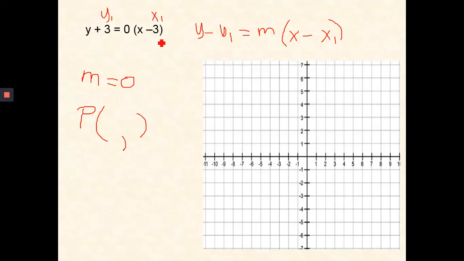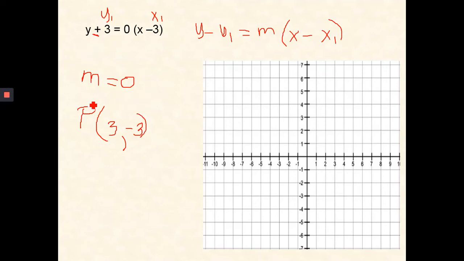Okay? So, based from here, that is subtraction sign. So, you have x sub 1 is 3. And your y sub 1, what is the secret? Just change the sign of this one. So, your y sub 1 is negative 3. Okay? Again, your x sub 1 is 3 and your y sub 1 is negative 3.